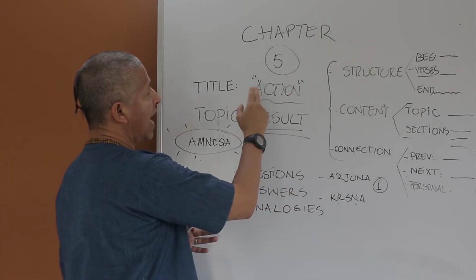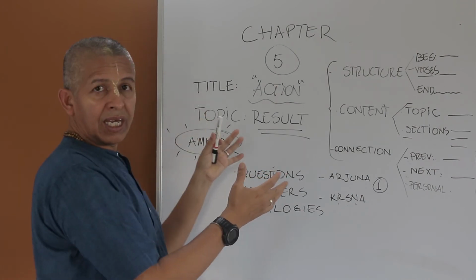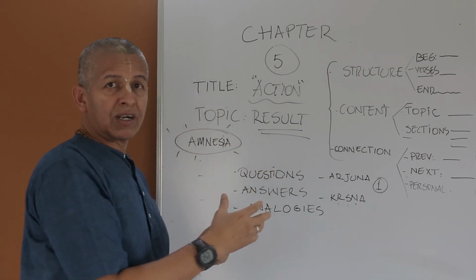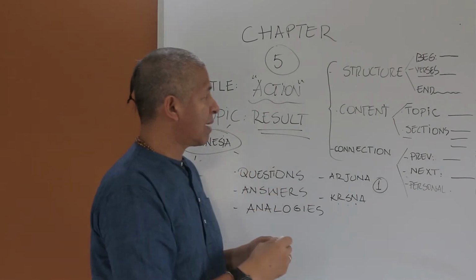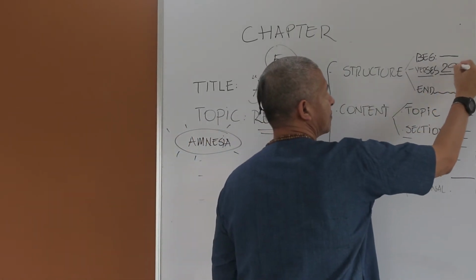So, Karma Yoga, Action in Krishna Consciousness, that is the topic. And what is the result of Krishna Consciousness? It's the main topic of this chapter 5. It has only 29 verses.